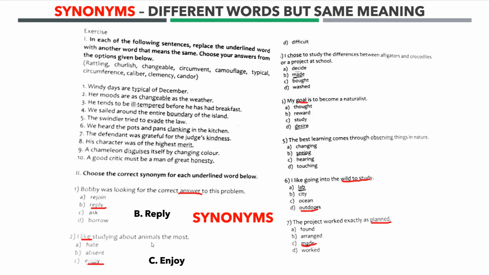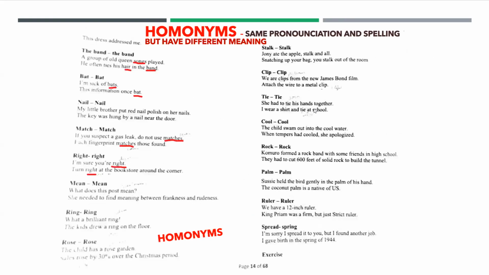Then again, one more sentence that we can see. I like studying about animals the most. Here the underlined word is like, so we need to replace the word like. From these three options, hate, absent, and enjoy, the similar word is enjoy. I enjoy studying. Both are the same, right? So the correct answer is I enjoy studying about animals the most. In the same way, I have underlined the correct answers that you can go through.